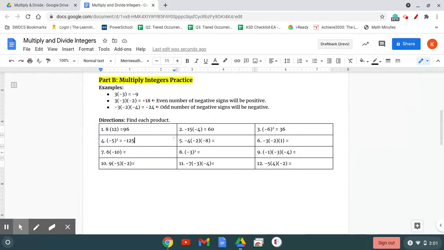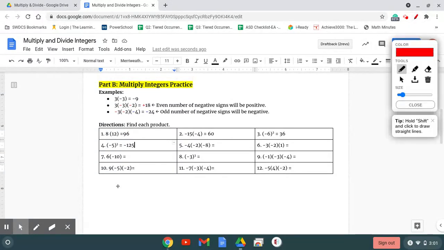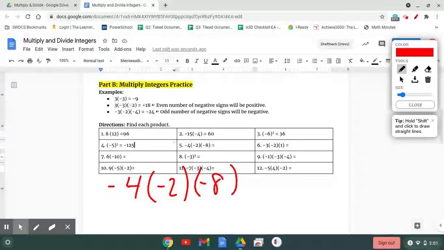All right, number 5. 3 numbers. So we're going to have to show our work again. Oops. Get my pen back out. Negative 4 times negative 2 times negative 8. All right, actually, before we do that, let's think about this. We have 3 negative numbers. Is our answer going to be positive or negative? Our answer is going to be negative because 3 negative numbers means it's a negative.